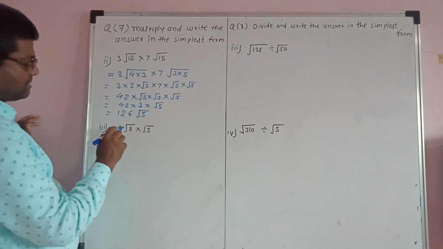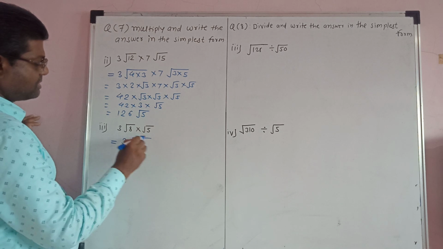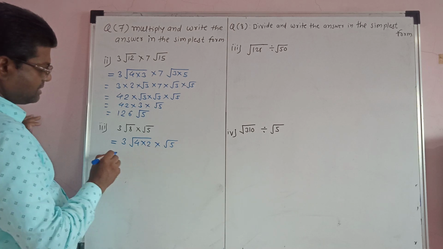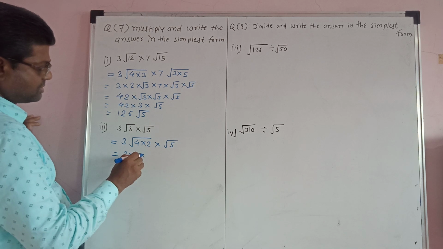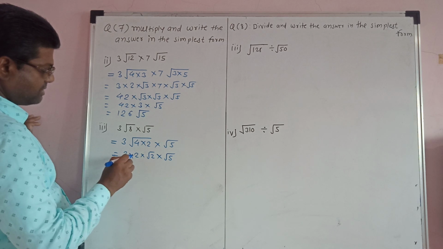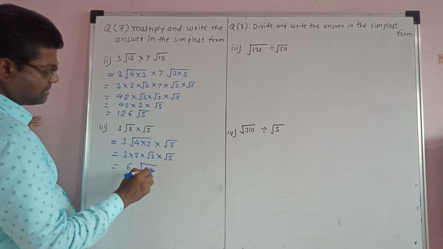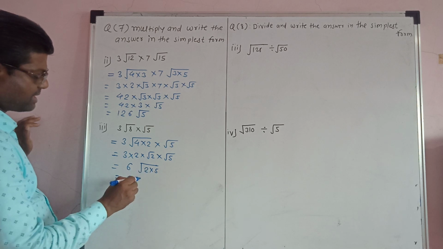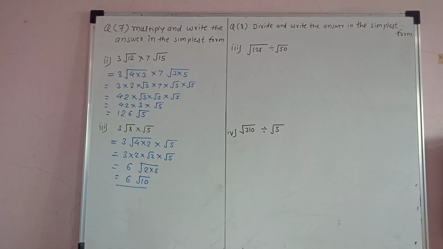Now example number 3. 3 root 8 into root 5 is equal to 3 root 8, which can be written as 4 into 2, into root 5. Equal to 3 into the square root of 4, which is 2, into root 2 into root 5. Equal to 3 into 2 is 6, and these 2 and 5 can be written in one common square root, equal to 2 into 5 is 10. Therefore the answer is 6 root 10.